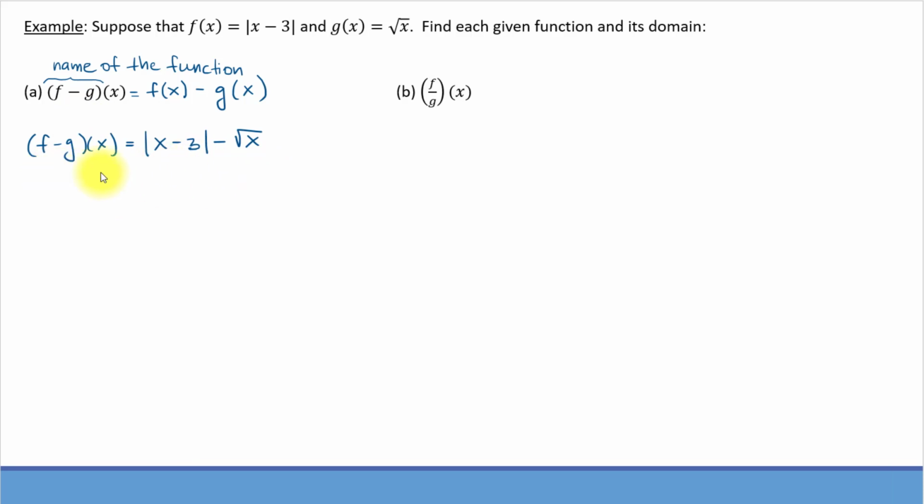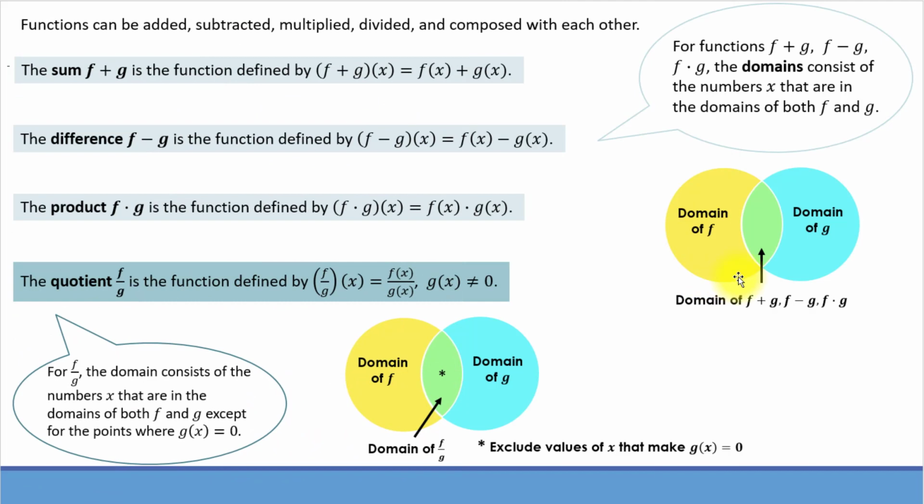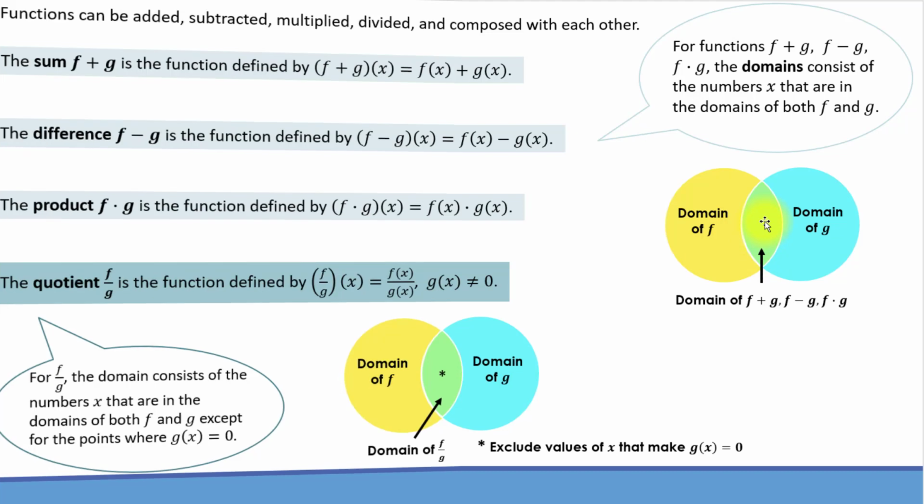And now we also need to find the domain of this function. Let me remind you how we find the domain. We have to look at the domain of function f, we have to look at the domain of function g, and find where they overlap. In other words, we need to find values of x that are in both domains.